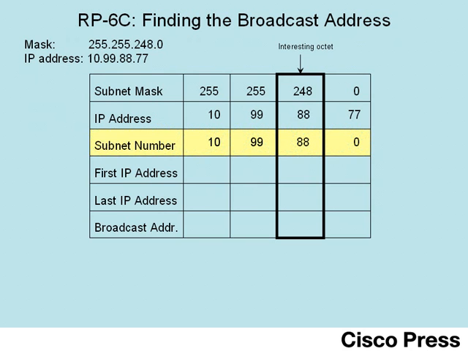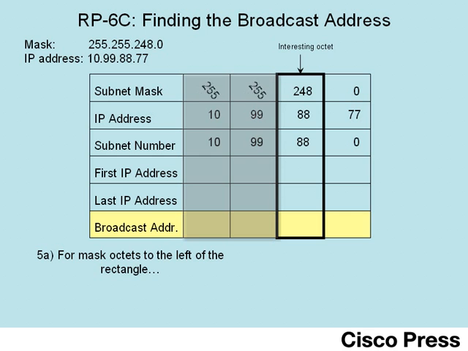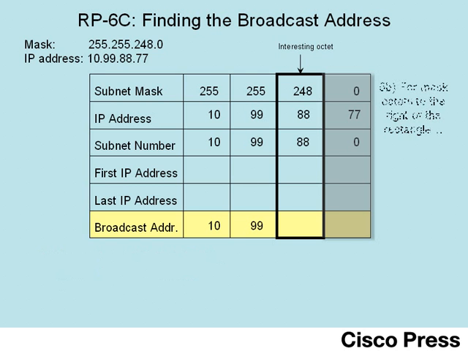So finally, let's take a look at this particular example. We've expanded the table so that instead of just listing the mask, IP address, and subnet number, it lists an open space for the first IP address, last IP address, and broadcast address. So let's take a look at the broadcast address first. At step 5A, we see that we should look for any octets to the left of the rectangle, and for those octets, copy the subnet number's value down to the broadcast address. In other words, the subnet number and broadcast address are going to be the same in the octets to the left. Then we look for any octets to the right of the rectangle, and for those octets, simply write down a 255 in the broadcast address.